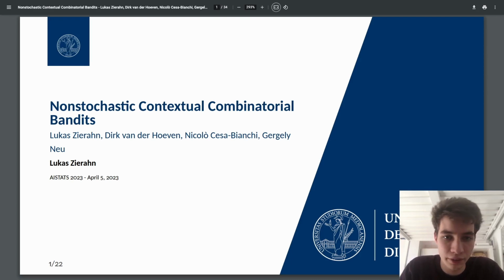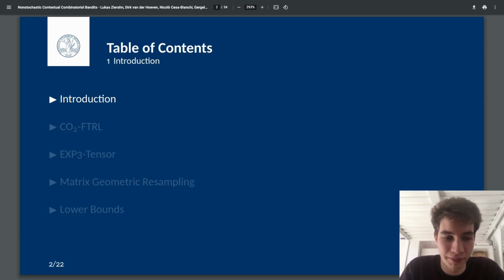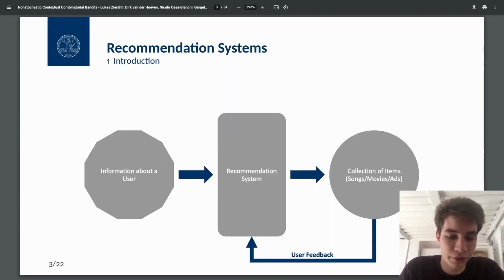We're going to start with an introduction, and we're going to look at a real-world scenario where the kind of algorithm that we're going to be looking at is going to be applicable. So we are going to consider a recommendation system. First, you have some information about a user, which you're feeding into your recommendation system, and your recommendation system is then going to recommend a collection of items. So if you're Spotify, you might want to create a playlist for a user.